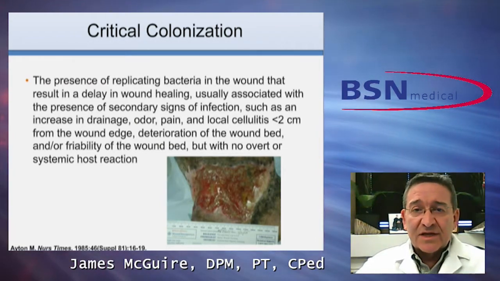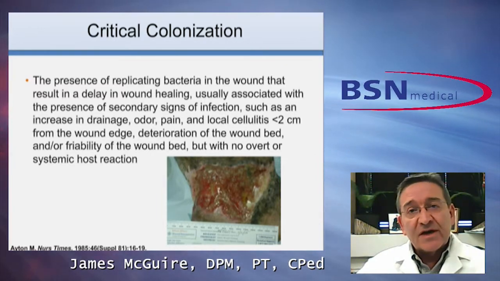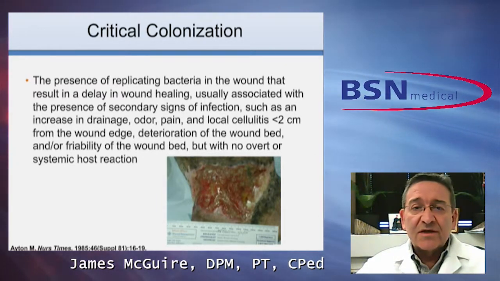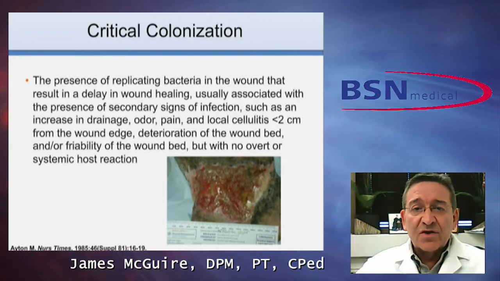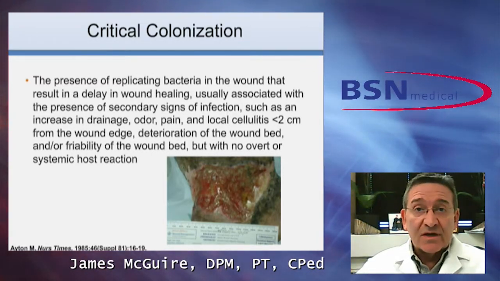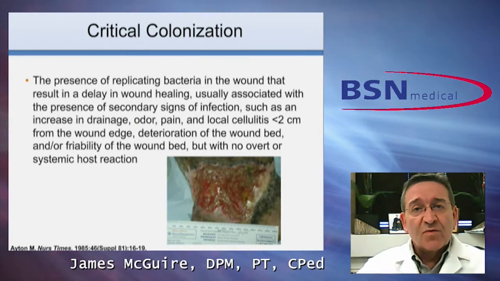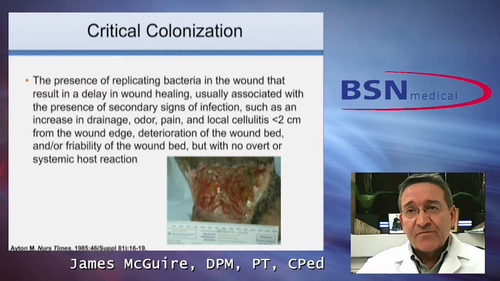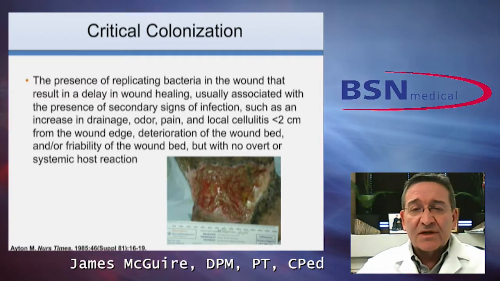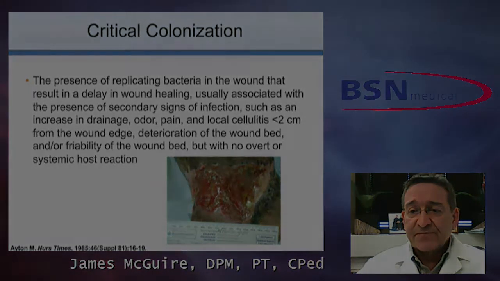Again, we talk critical colonization. If you see that, what you're going to see is secondary signs of infection are common: delayed wound healing, usually associated with increased drainage, odor, pain, a local cellulitis greater than 2 centimeters like we talked about, and deterioration of the wound bed with friability, rupture of small blood vessels, increased drainage in the wound, and an odor that starts to develop.